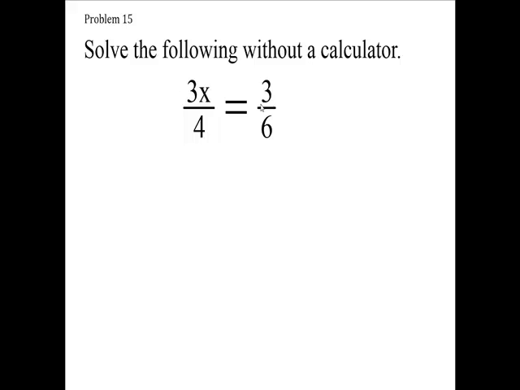Solve this equation for x. We have 3x over 4 equals 3 over 6. Now this is the case where we have a fraction equals another fraction, which is called a proportion. Now let me show you something interesting about proportions.